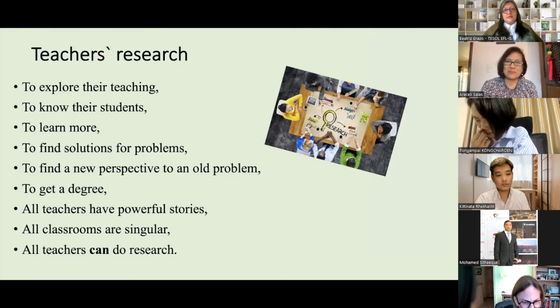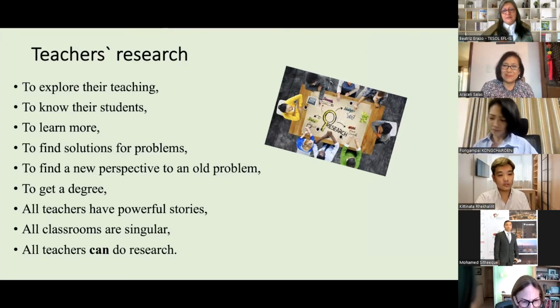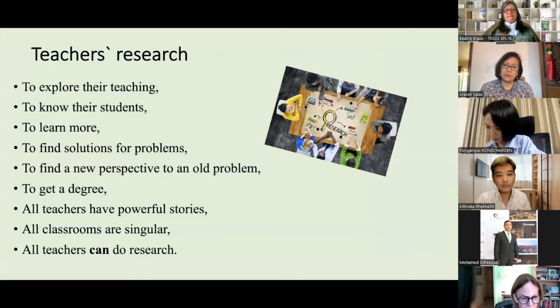Sometimes what happens in the teachers' room? We complain about students, we complain about authorities, but by doing research, probably you can find new perspectives on an old problem, and not only complain, we can find solutions. Sometimes we need to do research to get a degree. That is the truth, and people need to do it. And why is it important? All teachers around the world have powerful stories. Let us know about your stories. Tell us your stories. We know that you have powerful stories to share. But let me tell you, doing research is always relevant and important. It doesn't matter where you teach. All classrooms are singular, and all teachers can do research.